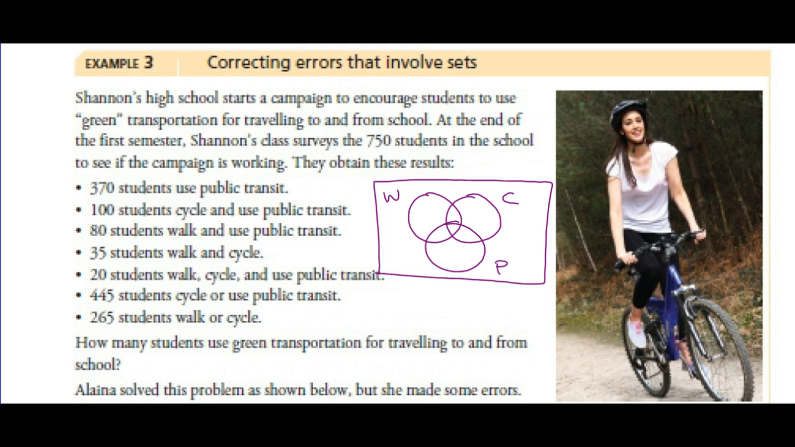All right, so instead of worrying about the error that somebody made, because I already made one of those and we fixed it, let's just take this and see, can we do this diagram? Okay, do we have all 3? No. 20 students walk, cycle, and use public transit. So we got all 3. Where are we putting the 20? In the middle. This needs to get bigger.